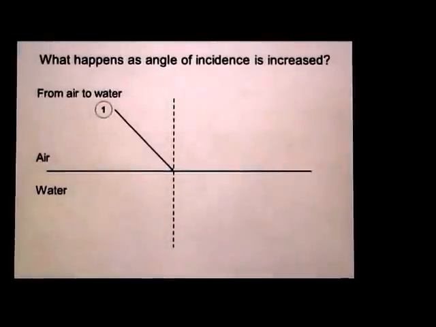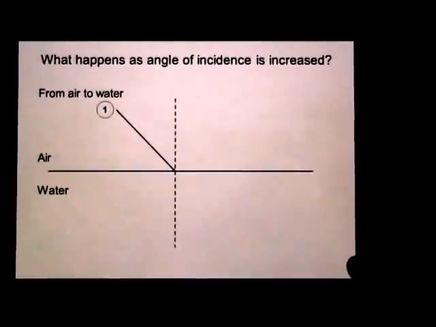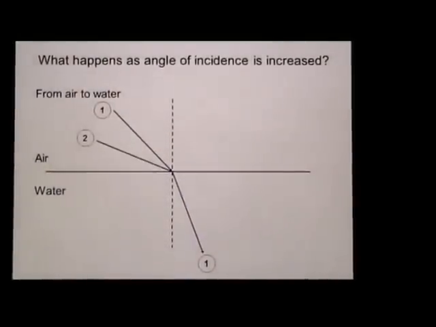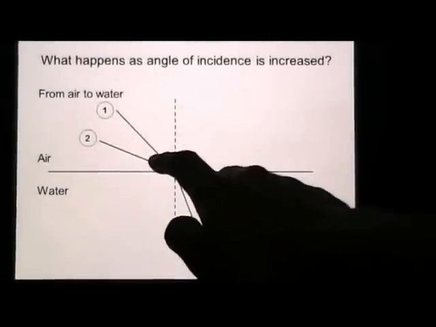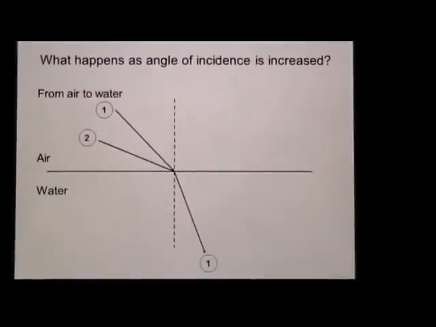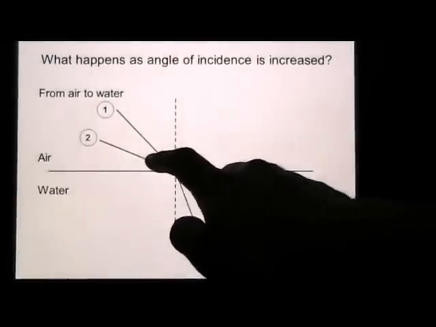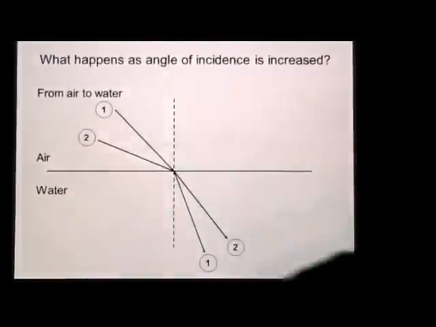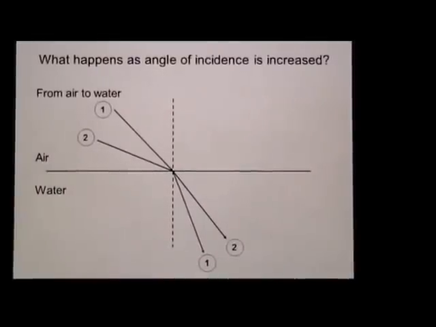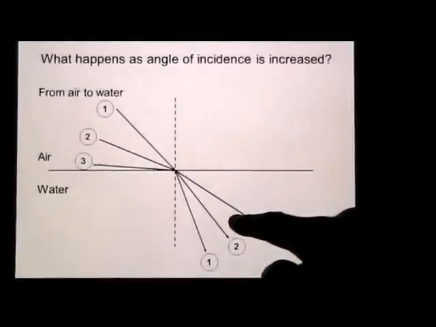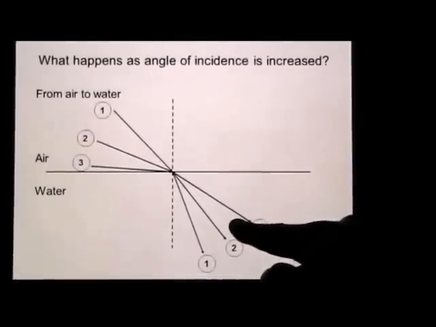This is what will happen if I have light ray 1. It's going to bend towards the normal. So 1 will go to 1. Now light ray 2, if I increase the angle of incidence here, then it's going to bend towards the normal again. If I increase the angle of incidence such that it is almost touching the air and water boundary, this is what will happen. The refracted ray is going to bend towards the normal.